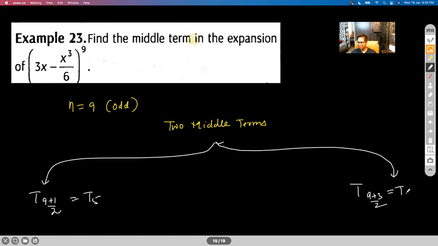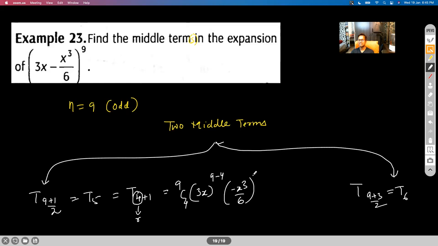Now, how do you find t5? t5 is nothing but t(4 plus 1). Always while you're finding the general term, you should write it as r plus 1. So if this is t5, your r will automatically become 4. Now use the formula nCr, first term to the power n minus r. Second term, by the way, will include the negative sign within it. Don't exclude the negative sign.